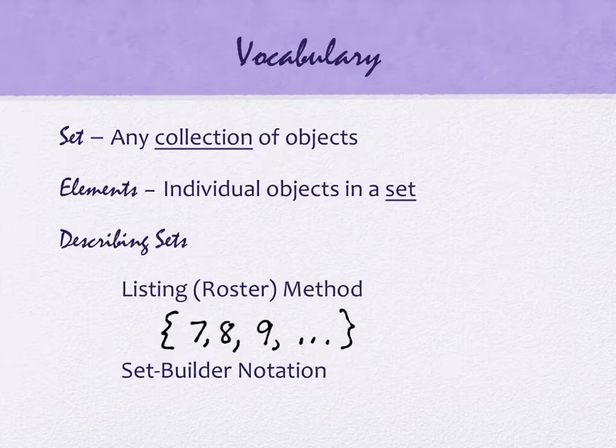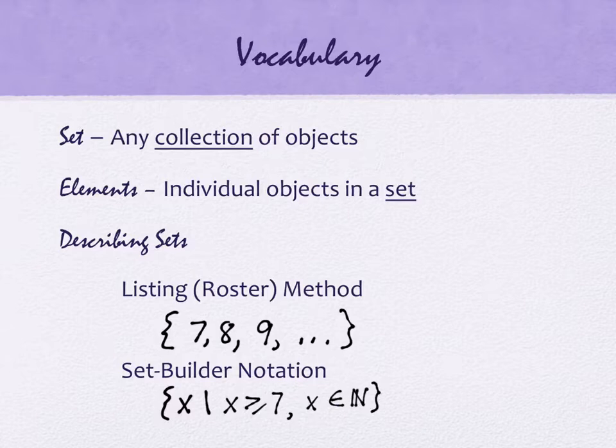Another way of doing this is the set builder notation method. So a set builder notation method, it looks like this. I'm just going to write what they are first. You've got an X, and then you put this vertical bar, and then it's going to say X is greater than or equal to 7. I'm doing the same set. And X is a natural number.